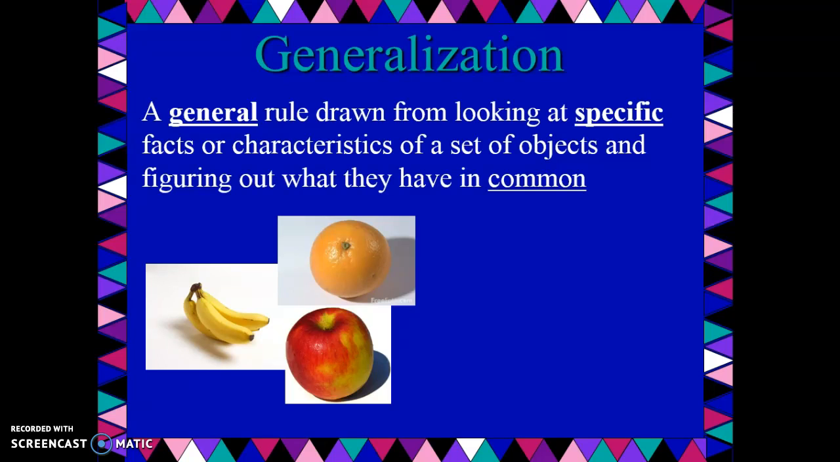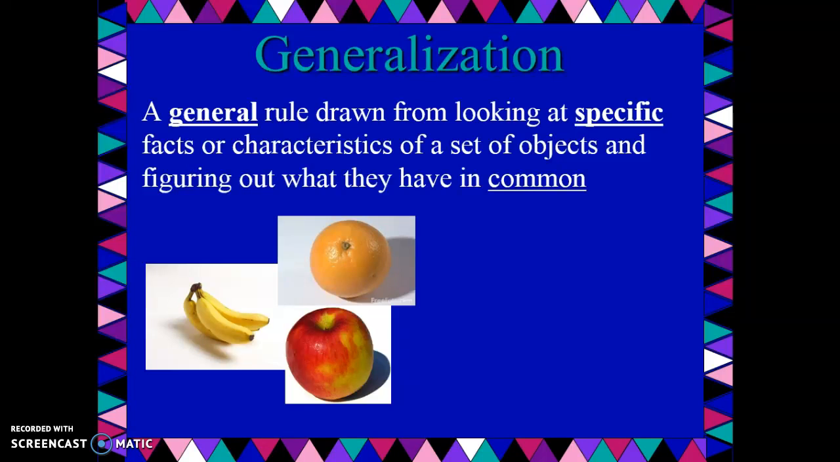So, for a definition, a generalization is a general rule drawn from looking at specific facts or characteristics of a set of objects and figuring out what they have in common. Here you can see three different pictures of three different objects. What would you say is a generalization about these three objects?